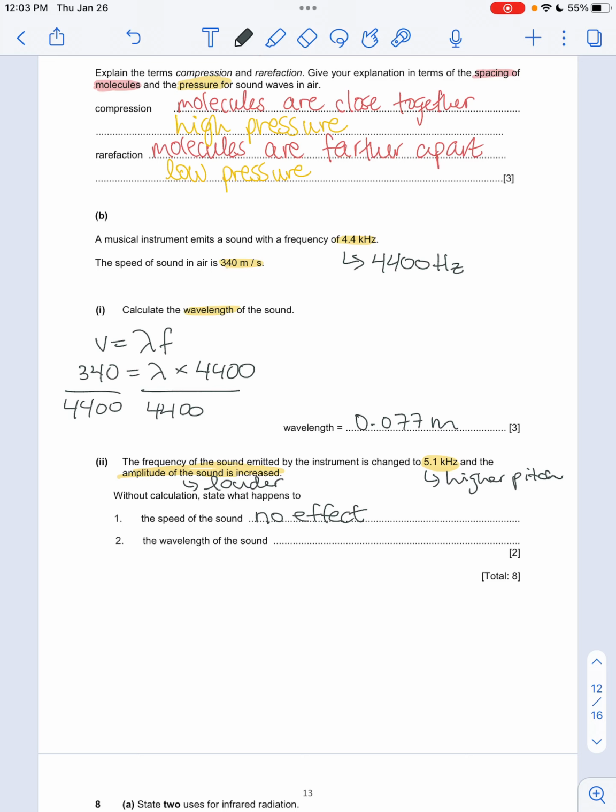And wavelength, if I have changed my frequency, but my speed is the same, again, I'm going to just write my wave equation to keep track of that. My speed is constant, but my frequency has increased because I have a higher pitch, right? It went from 4.4 to 5.1 kilohertz. In order for my speed to stay constant, I need to balance this out, so my wavelength is going to have to get smaller, which makes sense. Usually a higher pitch sound has a smaller wavelength, and it comes from the fact that a higher frequency with the same speed needs a shorter wavelength.